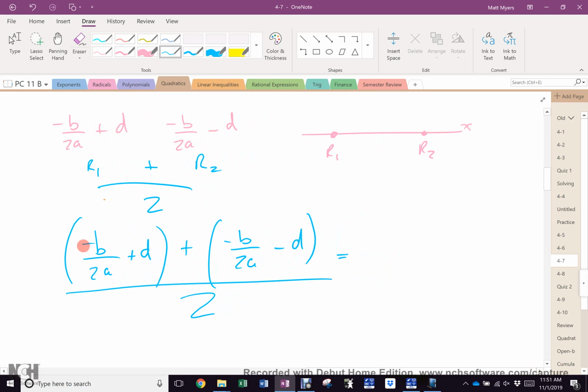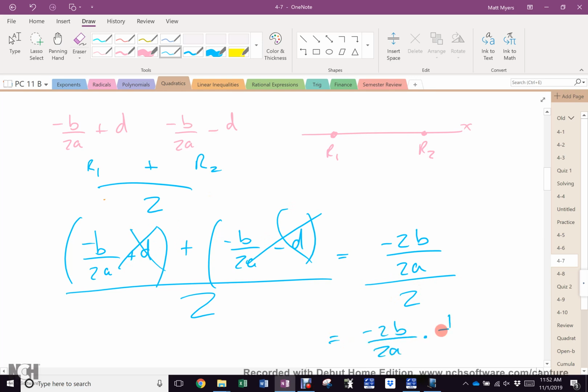No. It's a negative plus a negative. -2b over 2a, right? Right? And what is d plus -d? Now McKenna. 0. Right? And then all of that is what? Divided by 2. Now, isn't divided by 2 -2b over 2a times 1/2?